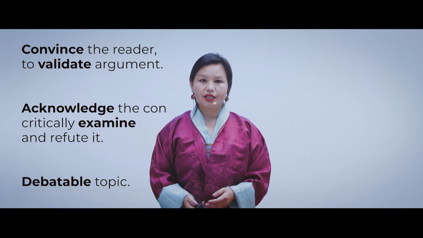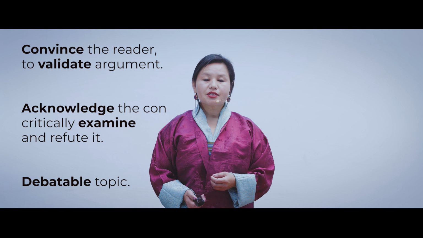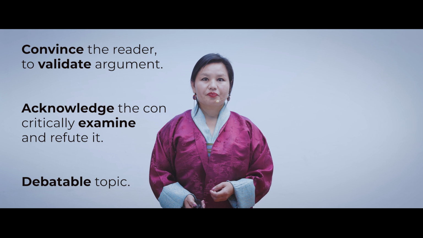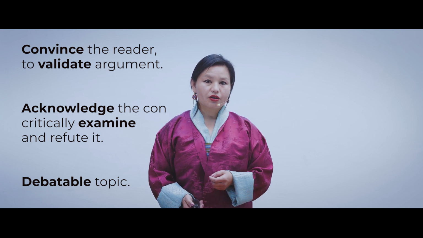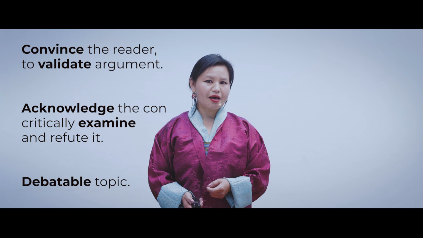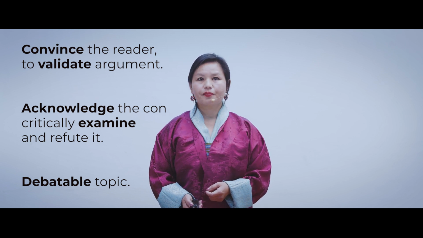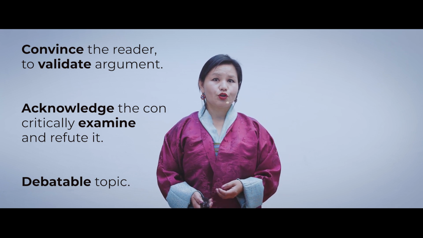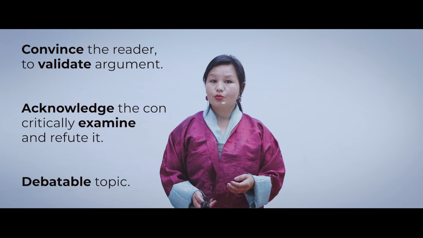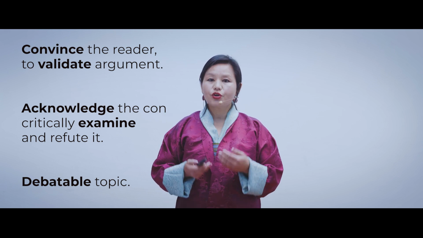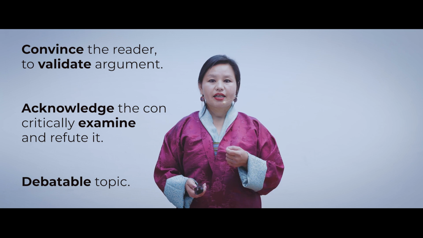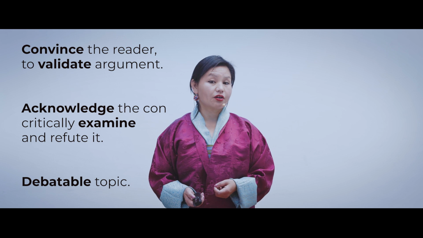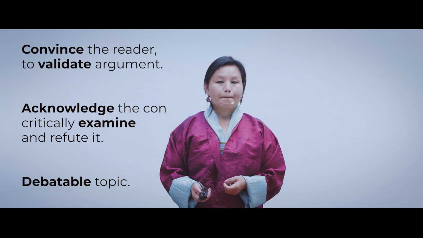So before refuting, the writer must acknowledge the validity of the ideas in opposition. And after acknowledging the con, he has to critically examine and refute it. So you'll see, if you look at the structure of writing an argumentative essay, you'll see that the pro ideas are always presented first. Pro idea is your idea in which you believe, and it's followed by con idea, and of course the refutation is there after acknowledging the con idea.